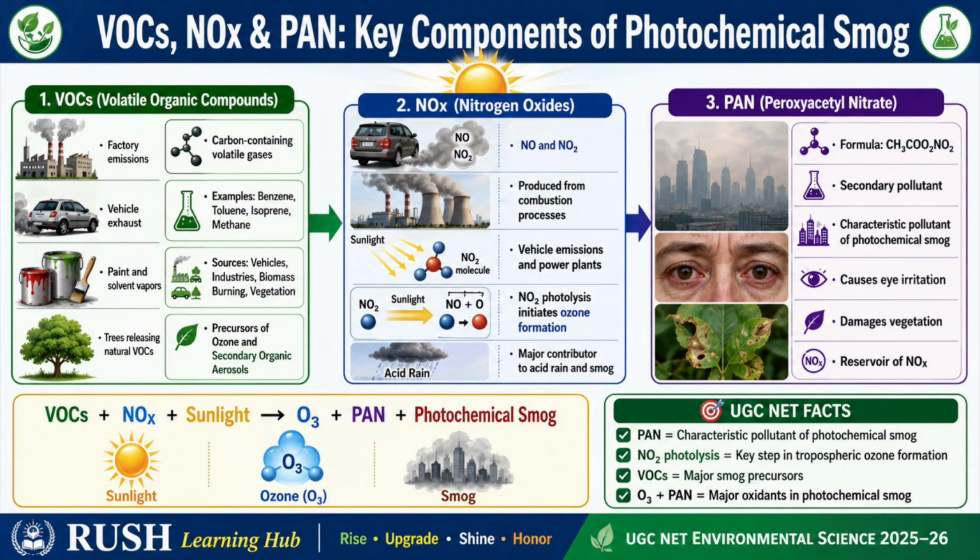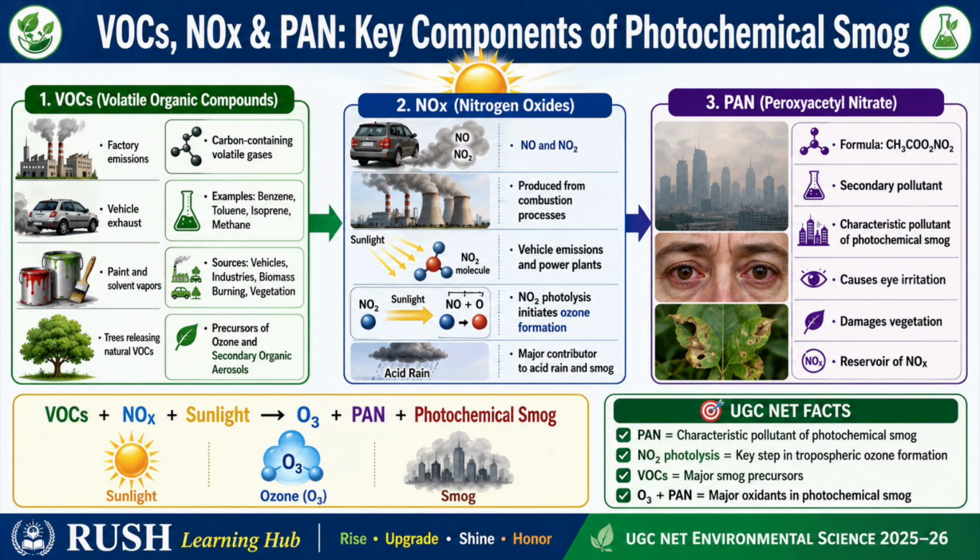Now let's revise some important UGC NET facts. VOCs are volatile carbon-containing compounds. NOx mainly consists of nitric oxide and nitrogen dioxide. Nitrogen dioxide photolysis initiates ozone formation. PAN is a secondary pollutant. PAN is the characteristic pollutant of photochemical smog. VOCs and NOx are precursors of ozone and photochemical smog. The fundamental atmospheric chemistry relationship is VOCs plus NOx plus sunlight gives ozone plus PAN plus photochemical smog.